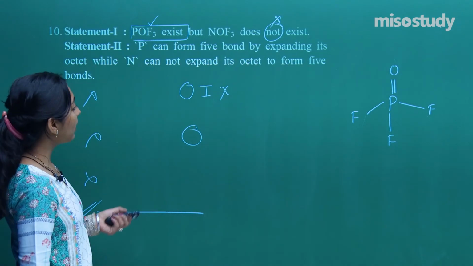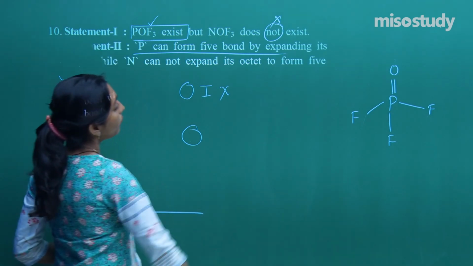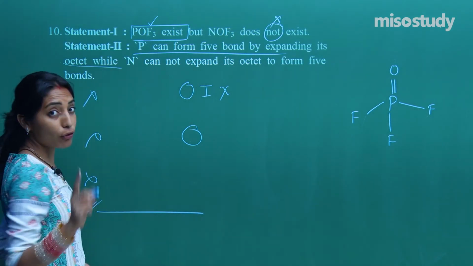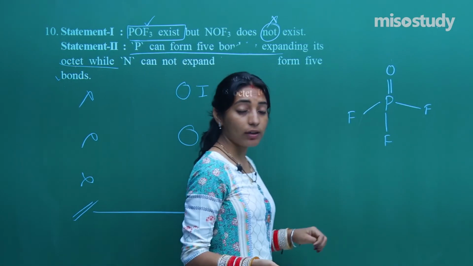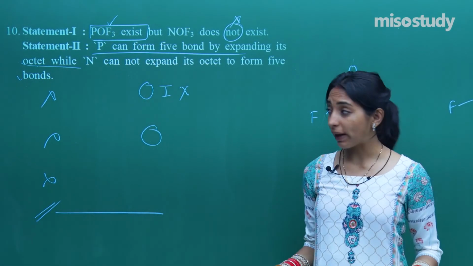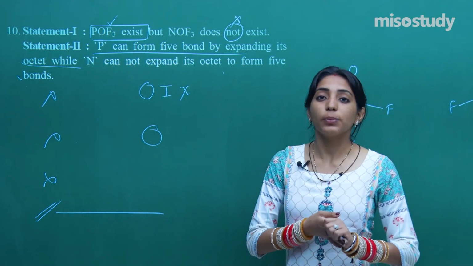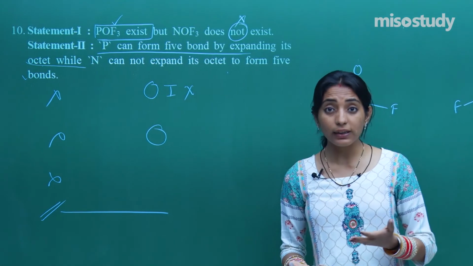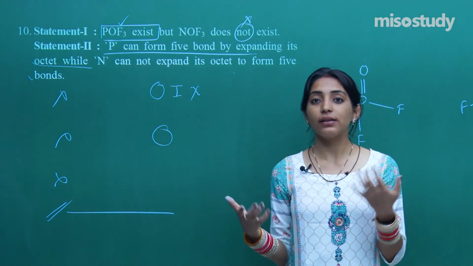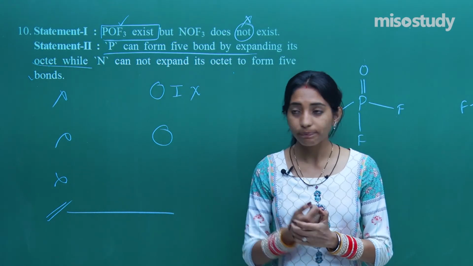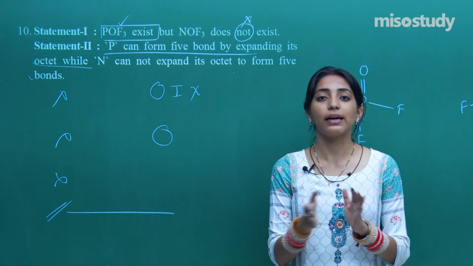That's it. But still, in case you want to check, the second says that P can form 5 bonds by expanding its octet. You know, right, we have already done this kind of question, that phosphorus can expand the octet because of the presence of vacant d orbital. But nitrogen cannot expand its octet and cannot form 5 bonds because nitrogen is just 2s2 2p3 and 2d is not available. So no d electrons, no d orbital means no expansion of octet. So this is true, this is false, and thus giving us option D as the correct option for this particular question.